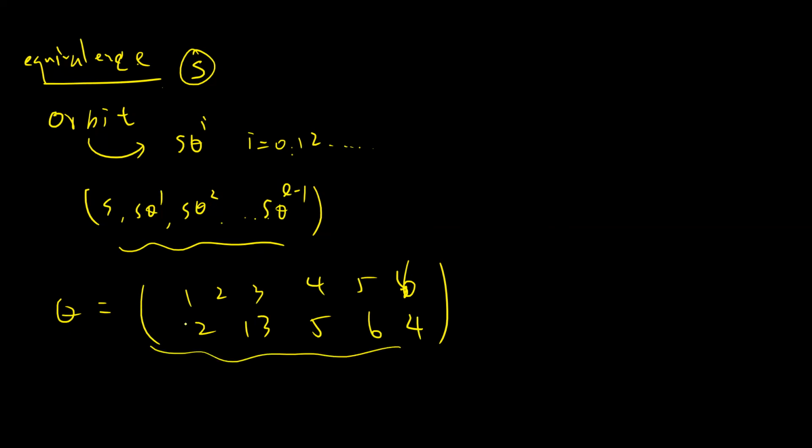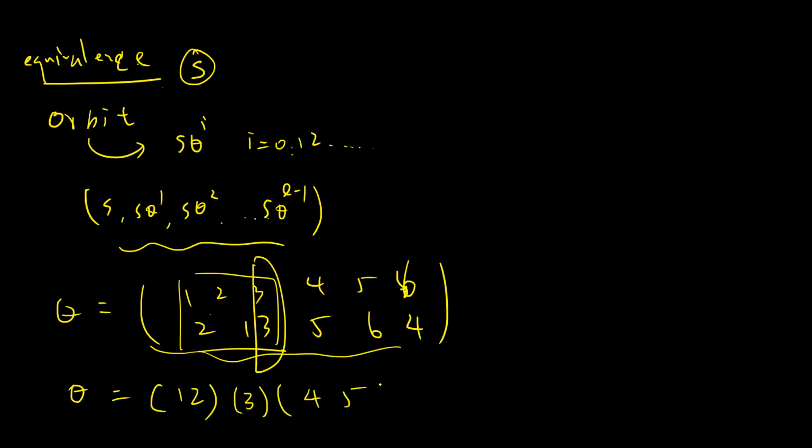Another representation is that one can view that this theta only permutes 1 and 2, and permutes 4, 5, 6. Sorry, the 3 is fixed, right? So one can write theta in another representation as (1 2)(4 5 6). (1 2) means that 1 goes to 2, 2 goes to 1, and 3 is fixed, and this is (4 5 6). So (4 5 6) means that 4 goes to 5, 5 goes to 6, 6 goes to 4. Okay, so now from this orbit representation, each theta has this small representation, which only contains a small bracket.